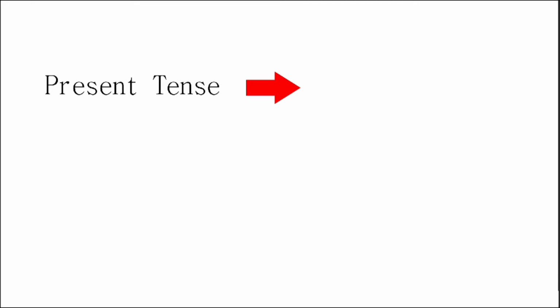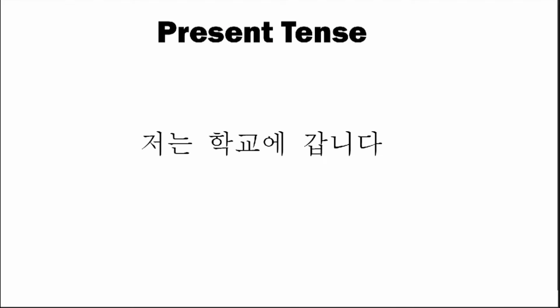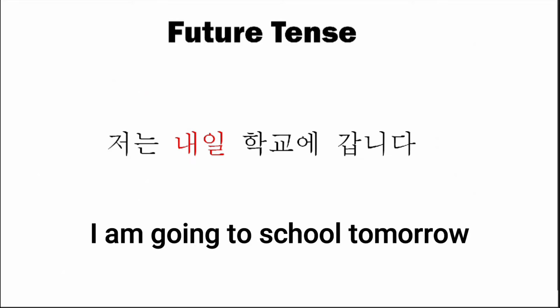Sometimes the present tense is also used for future tense depending upon the context and situation. For example, 저는 학교에 갑니다. I go to school. If you add the word 내일, that means tomorrow, to the same sentence, it will become future tense. 저는 내일 학교에 갑니다. I go to school tomorrow. Or if you look from the point of view of the English language, the right expression is I am going to school tomorrow. In English also, such expressions do exist.